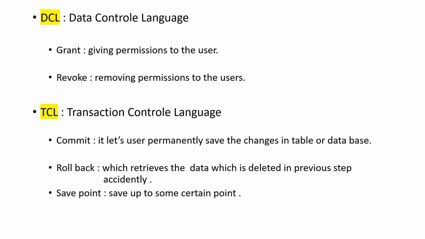The rollback retrieves the data which is deleted in previous step accidentally. In real time, if we accidentally deleted data, then we can retrieve it back. So the same way the rollback also works. The save point makes some checkpoints and it saves up to some certain point. So there we're going to use the save point.